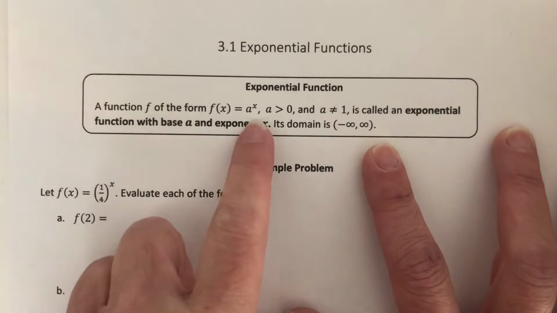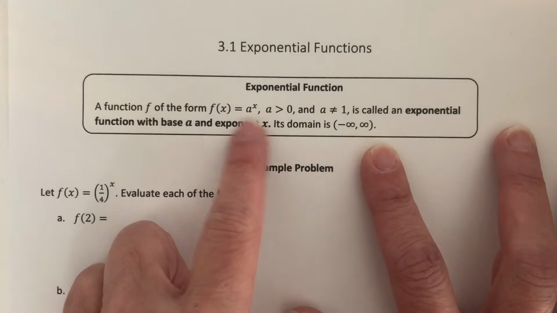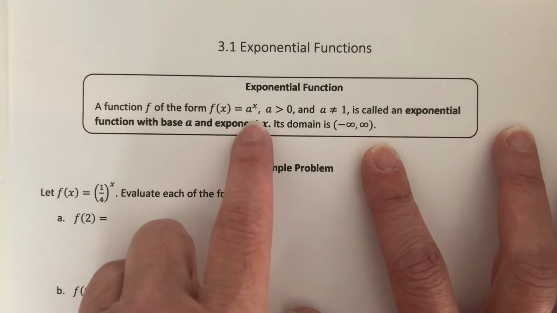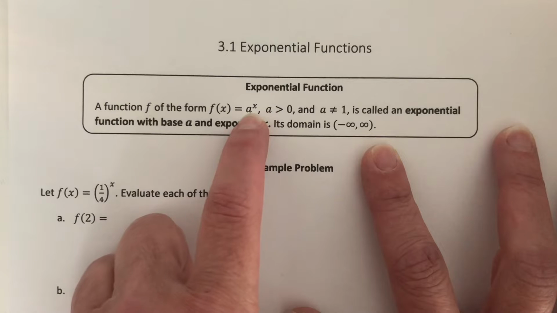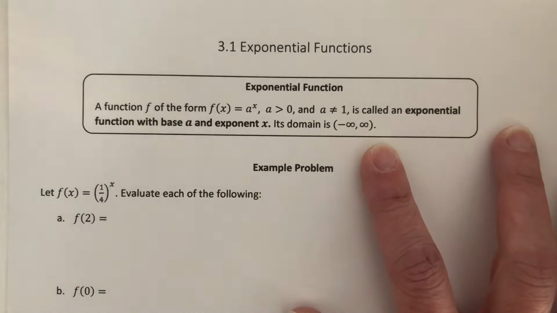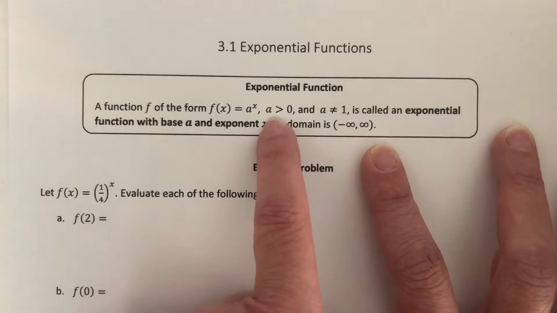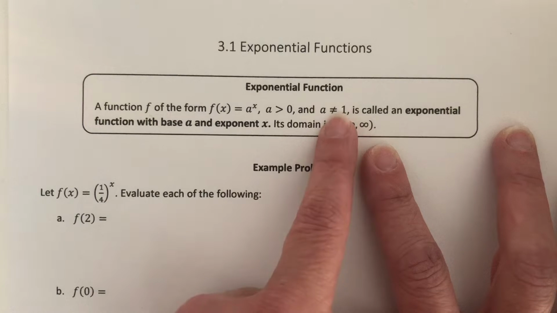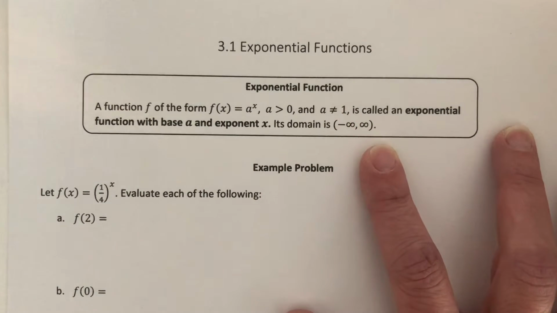This is a function like this, f of x is equal to a to the x. In this case, our constant is the base and our variable is the exponent, as opposed to things like x squared, x cubed that we've been dealing with earlier. A is going to be a positive number and a is not equal to 1 because 1 to a power is just kind of useless because it's the same thing all the time. So we just ignore that case.